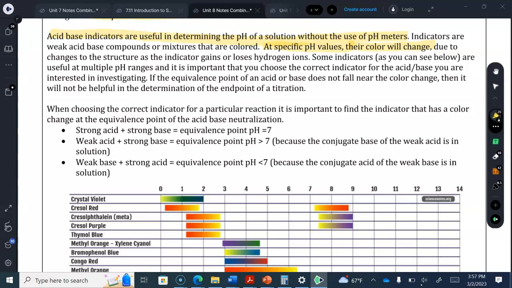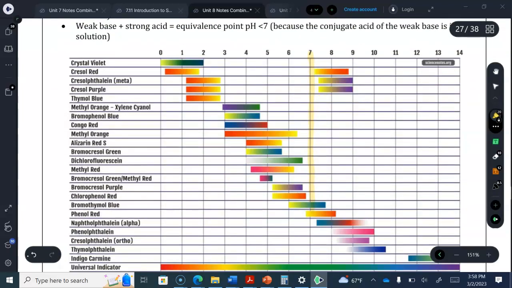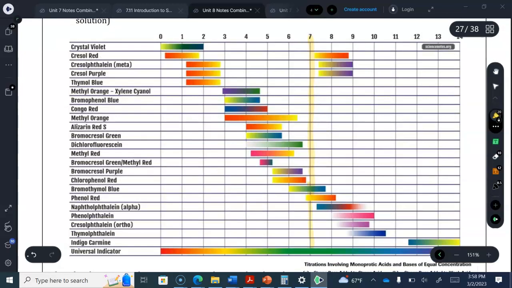It is important that you choose the correct indicator for the acid or base you are interested in investigating. If the equivalence point of an acid or a base does not fall near the color change, it will not be helpful in the determination of the titration. When choosing the correct indicator for a particular reaction, it is important to find the indicator that has a color change at the equivalence point of the acid-base neutralization. For strong acid, strong base, that is pH 7. So when you look at this, you're going to find one that changes color at pH 7.